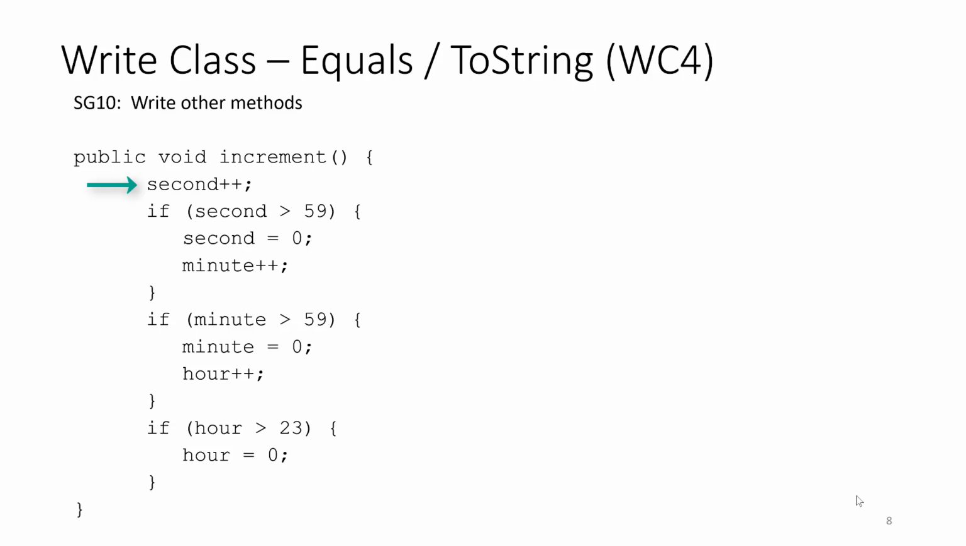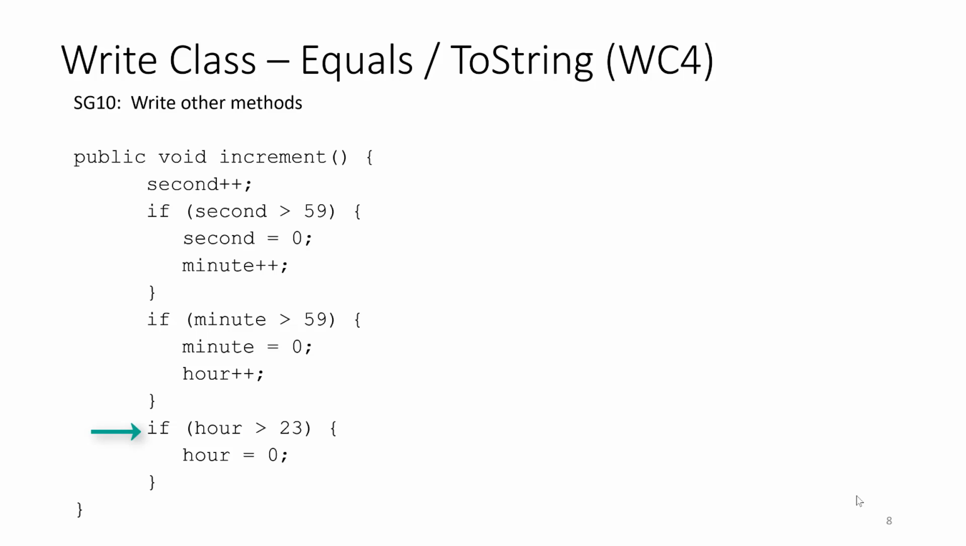So the first line of the implementation is to increment the second instance attribute. Now that we've done that, we need to see if second has rolled over and is greater than 59. If it is, then we need to reset its value to 0 and then increment the minute attribute. Now we need to see if minute has rolled over or is greater than 59. If so, we need to reset it to 0 and add to the hour instance attribute.